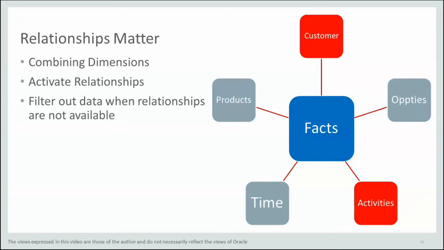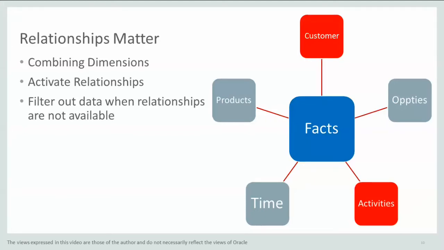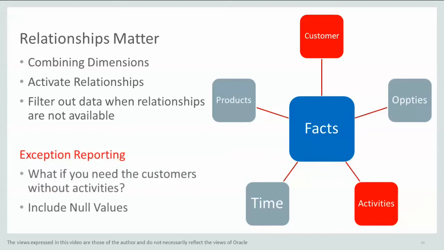But what if we had to report on customers that had no activities? Or make a list of customers with and without activities? This is of course possible too. What we just saw was just a default behavior of the BI engine. All we need to do is tell it that we do not want it to hide these customers. This is called exception reporting, or sometimes also negative reporting. Reporting on data that is not there. There are no activities for these customers. It is reporting on the relationships that are not there. There are no related activities to these customers.